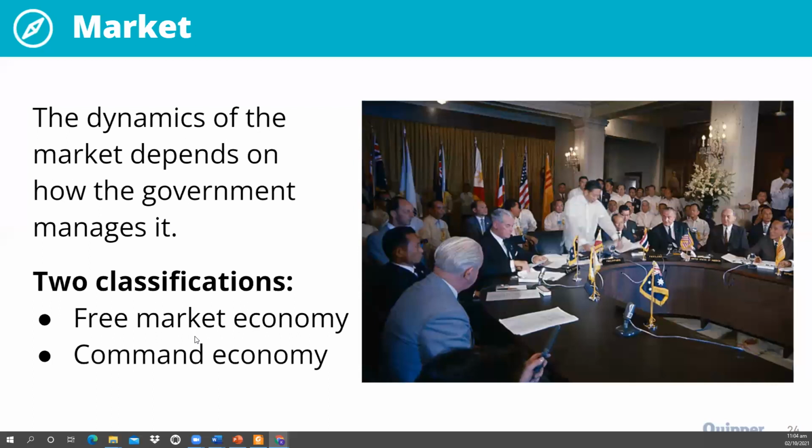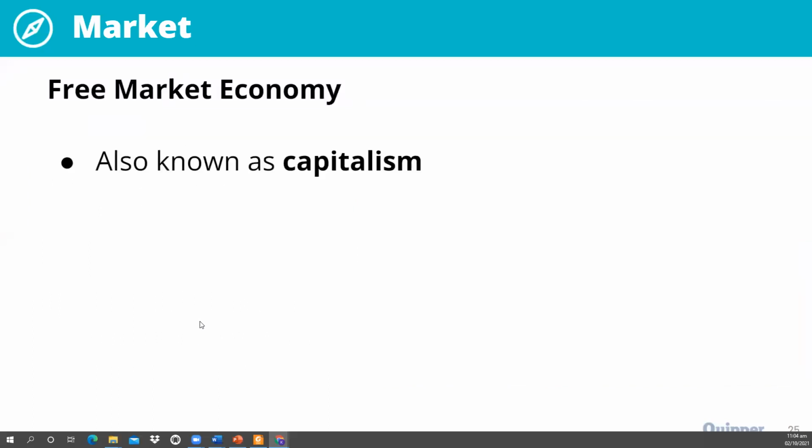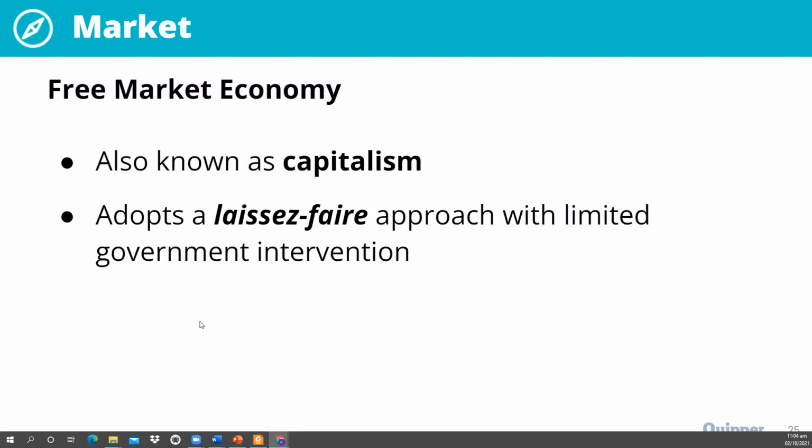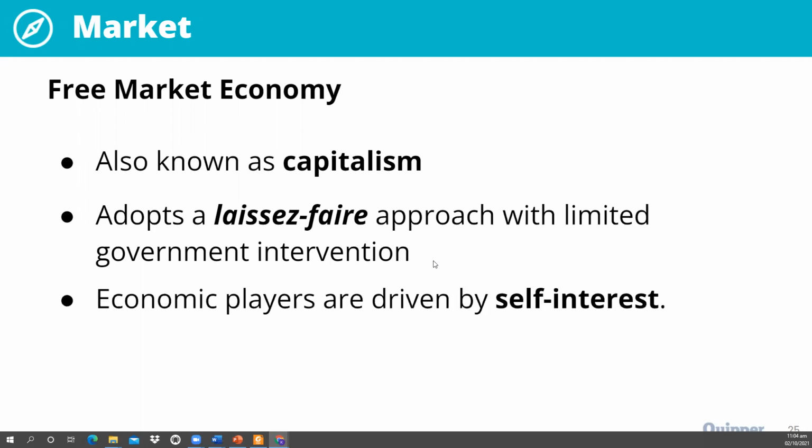So when we say free market economy, also known as capitalism, most likely sa mga Chinese, adopts a laissez-faire approach with limited government intervention. Pag we say free market economy, sila yung mga businessman, sila yung may desisyon kung ano ba yung mga bagay na ibebenta nila. Kung ano ba yung mga gusto nilang ibenta or i-offer na service, no? So they have the decision. Economic players are driven by self-interest.